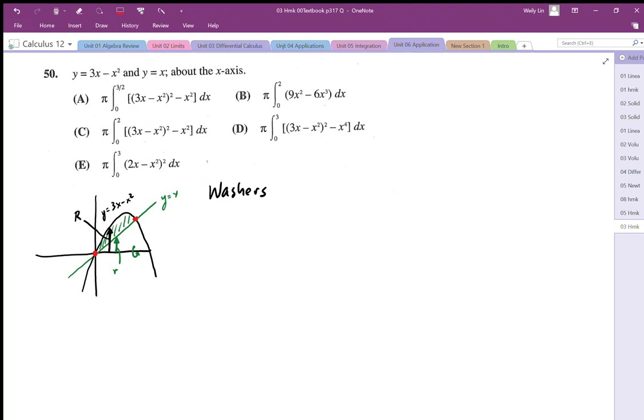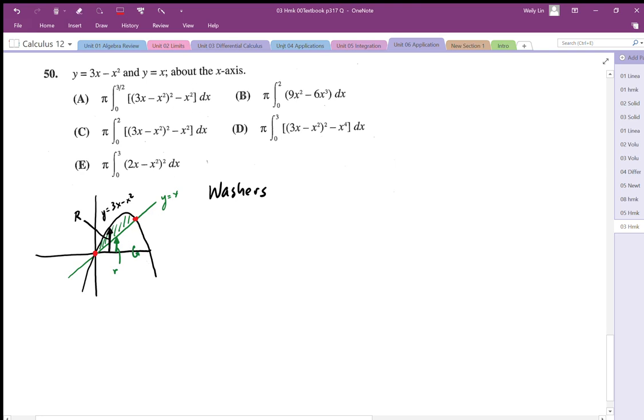Problem 50 from the homework says we have the two functions y equals 3x minus x squared and y equals x, which I've drawn here. The black one is a parabola and the green one is a linear function, y equals x. The area between them is rotated about the x-axis. We're going to rotate that.